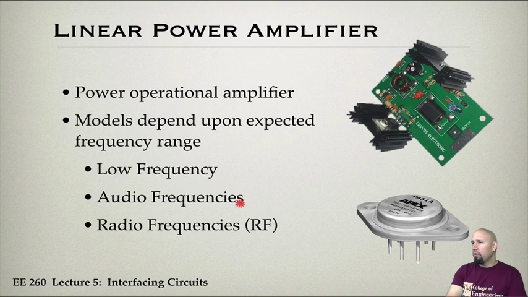Okay, audio frequencies go up to 20 kilohertz, sometimes up, and depending on the circuit, you may even want 40 kilohertz, so 40,000 hertz. That's pretty large. Radio frequencies, we're talking about megahertz, maybe even gigahertz range. So each of these has a different range, and depending on the ranges, you have a different circuit that can handle those kinds of signals. Okay, so these are linear power amplifiers.